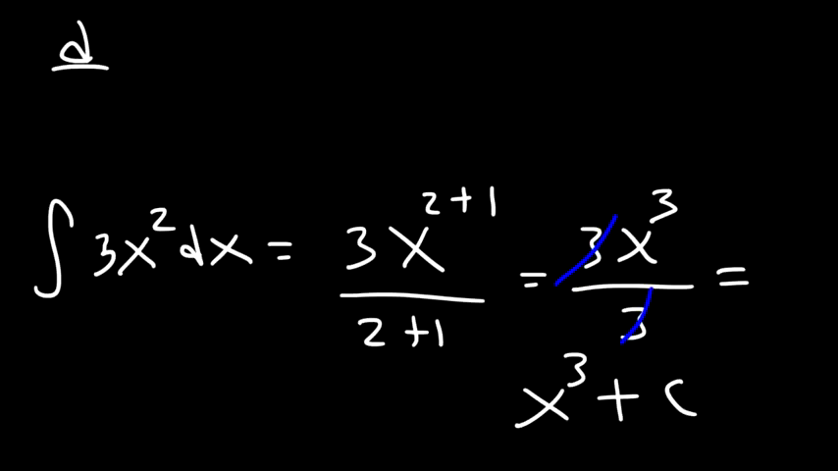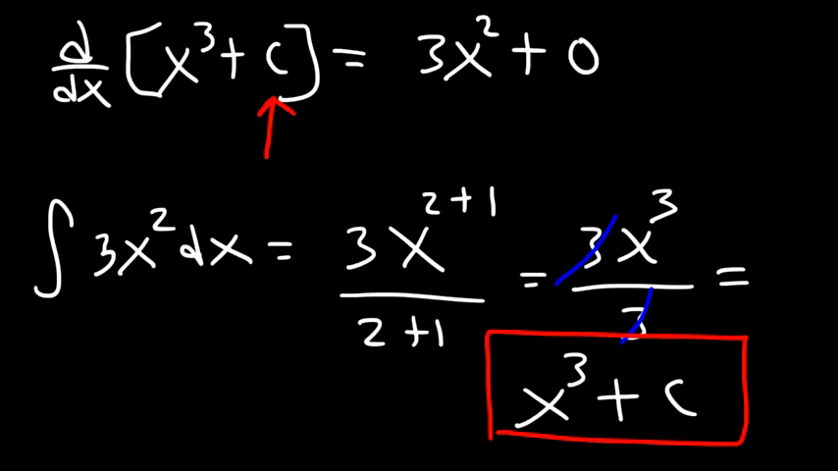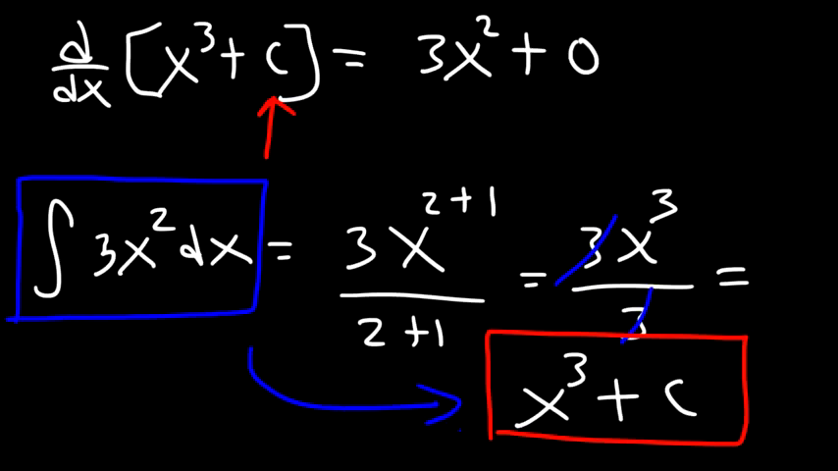If we were to take the derivative of x cubed plus the constant of integration, it will give us 3x squared plus 0. The derivative of any constant is 0. And so we don't know what this constant could be. It could be 5, it could be -8, it could be 0. But when dealing with an indefinite integral, you always need to add the constant of integration.